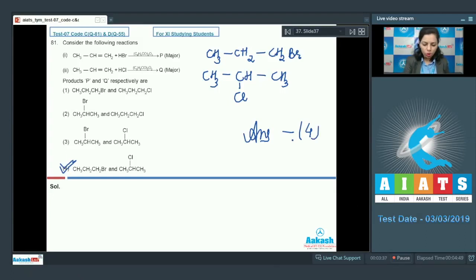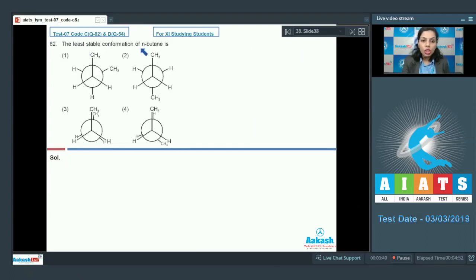Let's take question number 82. The least stable conformation of n-butane is. You can clearly see that in this case the various conformers are drawn and the least stable conformer of normal butane is the pure eclipsed form, which is given here in option 3. That's why we will choose it as the correct option, because in this case maximum torsional strain is there. That's why the correct answer would become option 3.